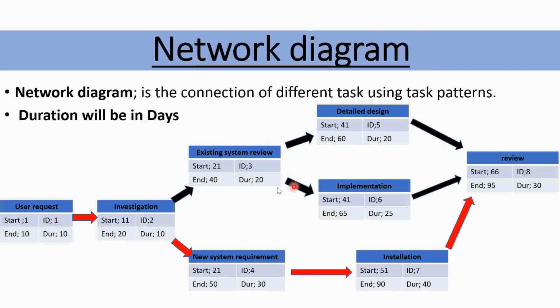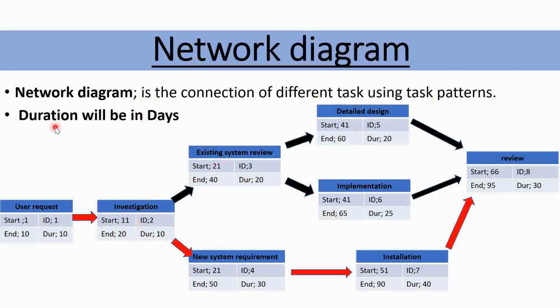So what is a network diagram? It is the connection of different tasks using task patterns. So these are different tasks. The user requirements investigation and existing system review are different tasks using task patterns. So we're using dependent, multiple successor, and multiple predecessor patterns. I will explain the task patterns on the following slide, right?